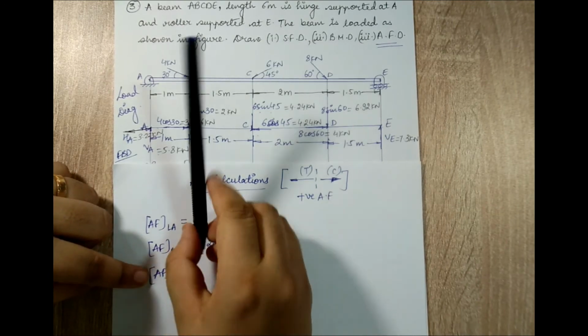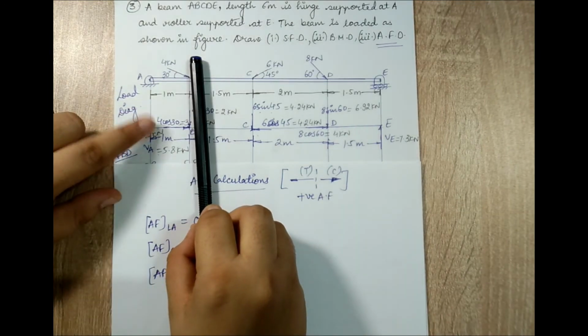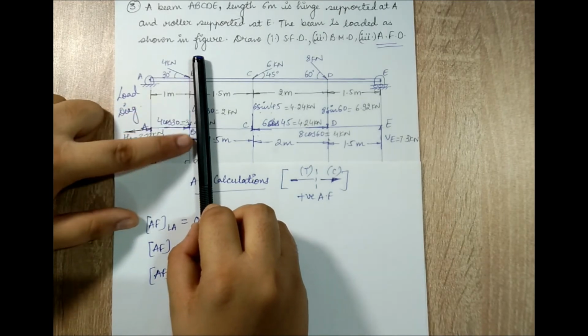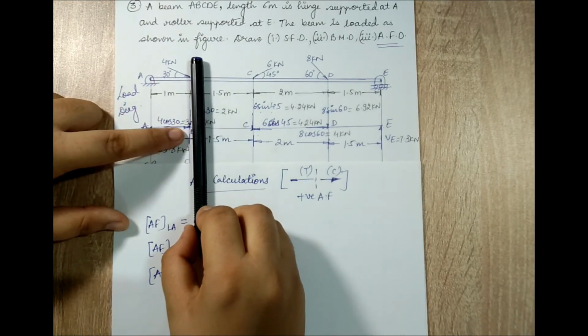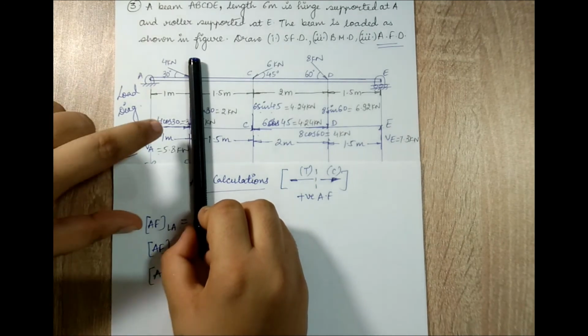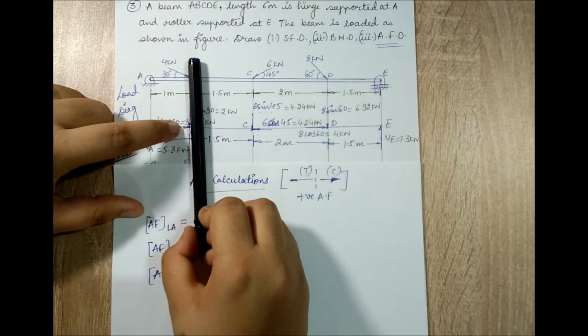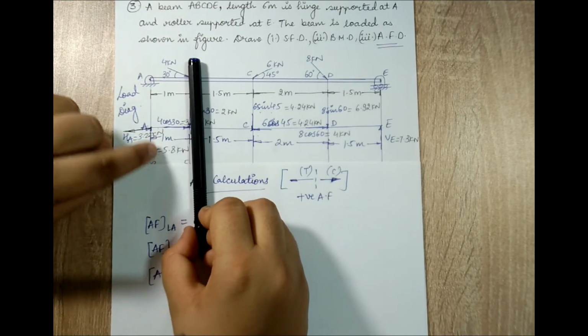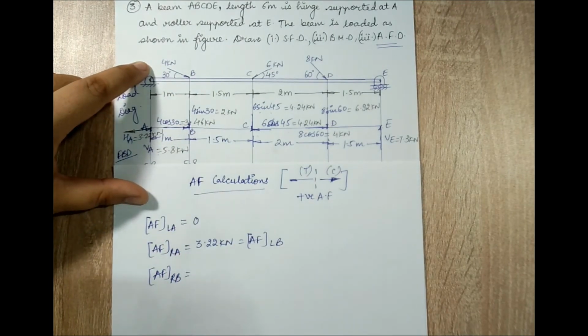For that, I'll walk a little ahead of B and I look to the left. I can now see this force of 3.46 kilonewton very clearly. This 3.46 kilonewton is actually causing a compressive type of effect on the body. Hence, I will take this value as negative.